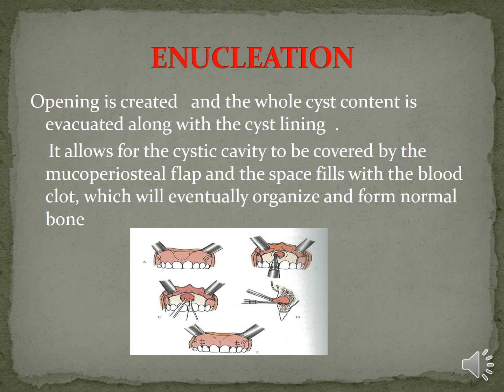Talking about enucleation, an opening is created and the whole cyst content is evacuated along with the cystic lining. It allows the cystic cavity to be covered by the mucoperiosteal flap placed back in position, and then the space fills with blood clot, which eventually organizes and forms normal bone. You can see in the picture the incision being made, the flap being elevated in picture B, and then deroofing of the bone is done, and the cyst content is removed along with the lining. Then the flap is placed back in picture E and sutured.